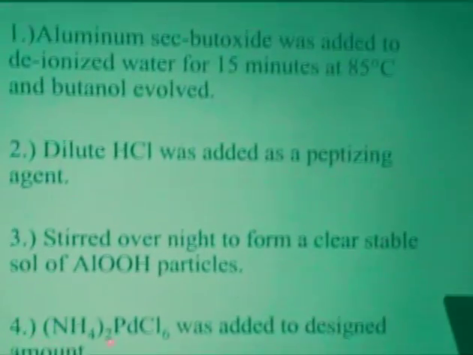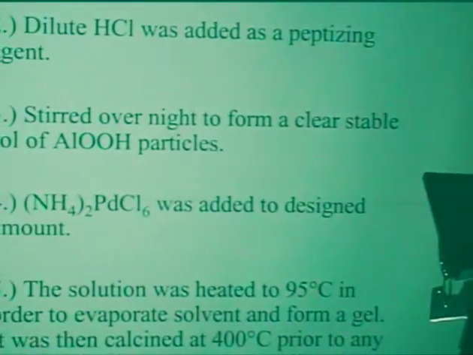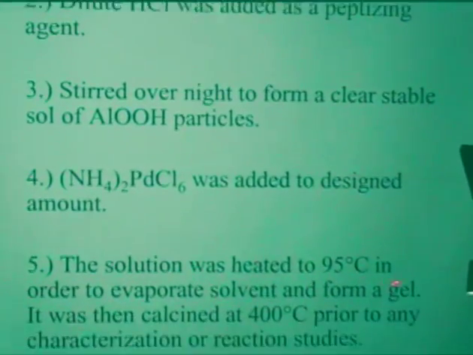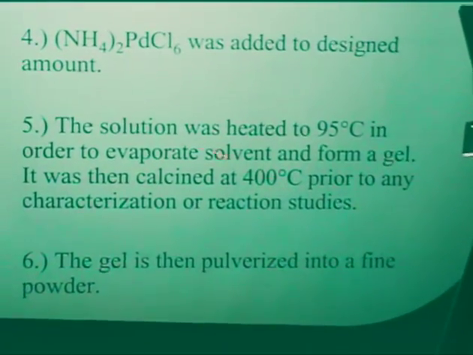And then we add our amine chloride palladate precursor. And then we heat the solution at 95 degrees C in order to evaporate the solvent and form the gel. We then calcine the gel at 400 degrees C for an hour prior to any characterization or reaction studies. So then we pulverize the gel into a fine powder for our reaction studies.